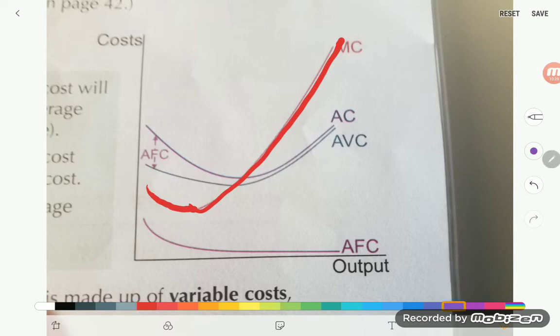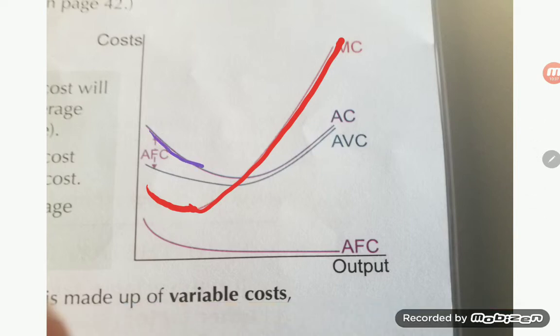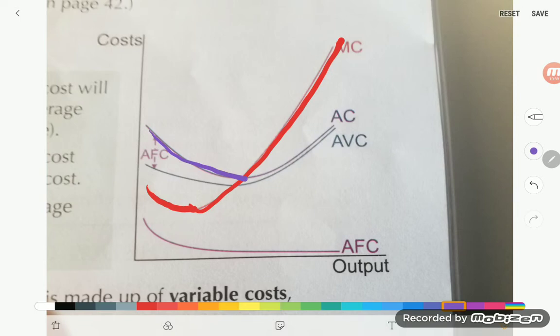So when the marginal cost is lower, then the average cost will be falling. Okay, so you can see it's lower, as it is lower here. This is because each extra unit produced will decrease the average cost. Adding something smaller than the average will obviously decrease the average.